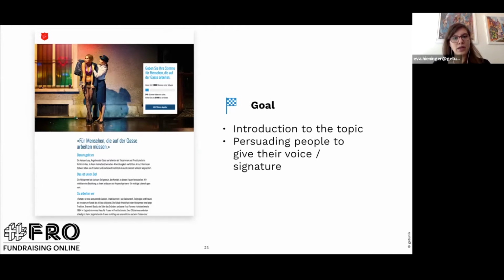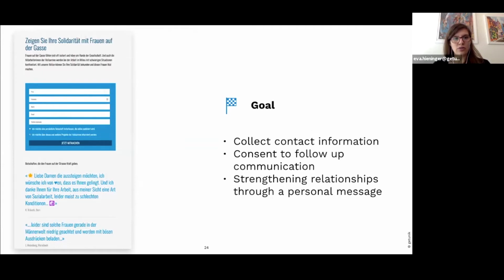In the next step, when people clicked "I'm giving my voice for these people," they were directed to a sign-up form. On that form, we collected all the contact information and also the consent for follow-up communication. And to strengthen the relationship with the organization, with the topic and the people who took part in the pledge, we also gave them the opportunity to leave a personal message.